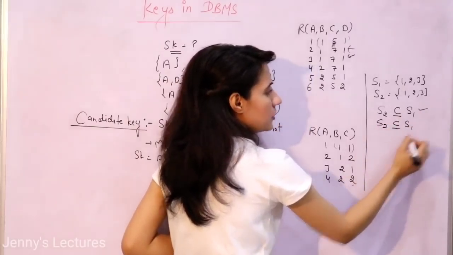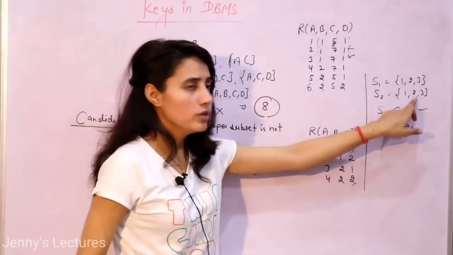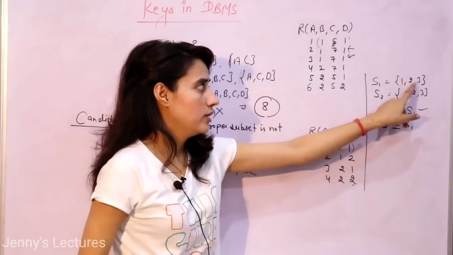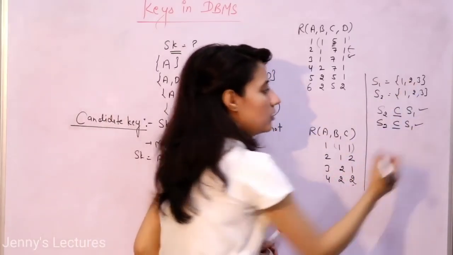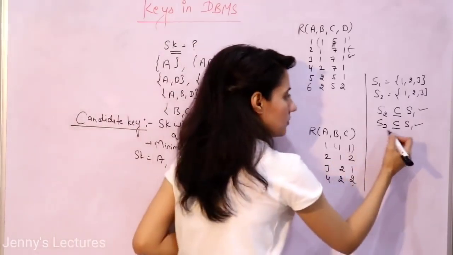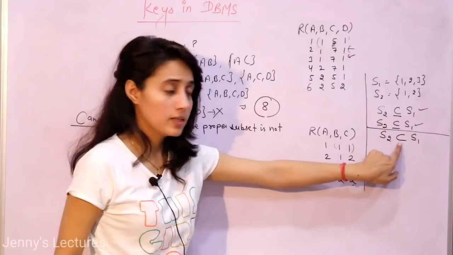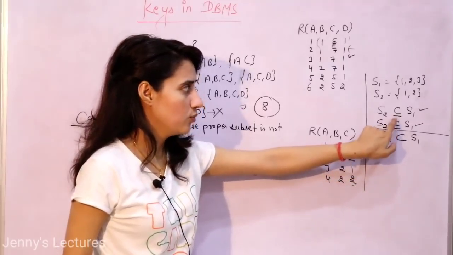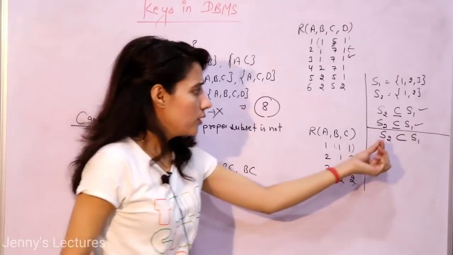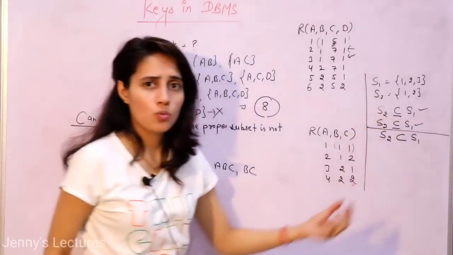Now if S1 is 1 2 3 and S2 is also 1 2 3, is S2 a subset of S1? Check the members of S2, 1 2 3. 1 2 3 should be present in S1. Yes, these are present, so this is a subset. Now what is a proper subset? We will write it like this, and this is a subset, right, with one underline. Now is S2 here a proper subset of S1?